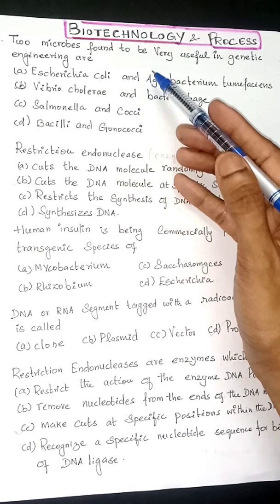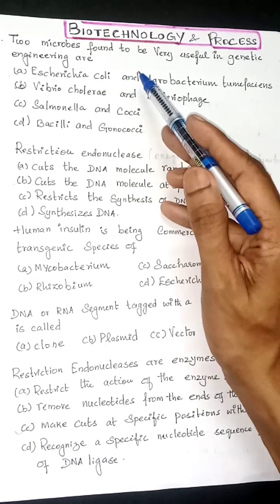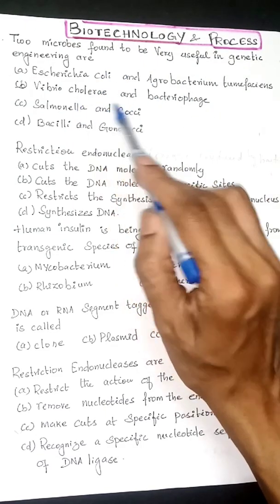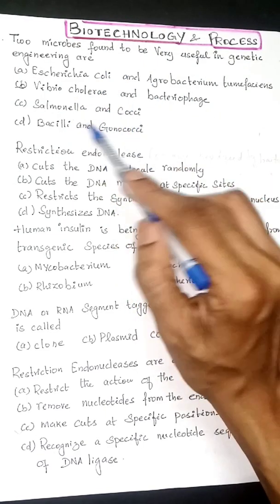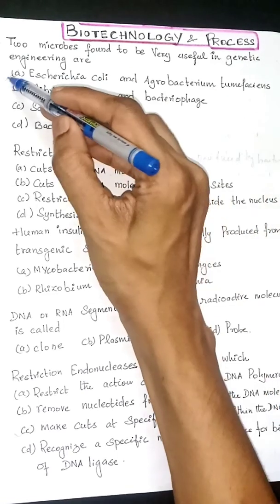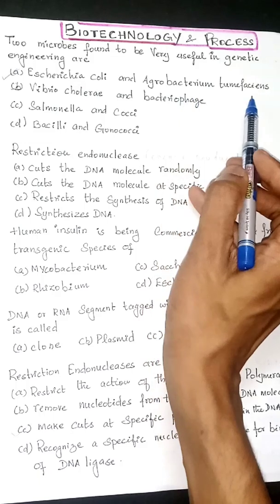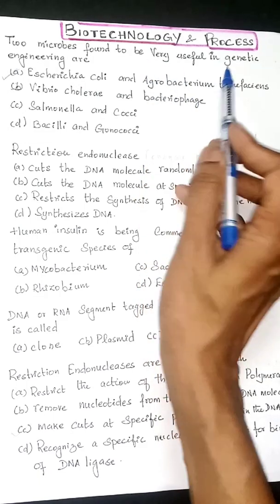Important MCQs in biotechnology and its processes. Two microbes found to be very useful in genetic engineering are: Escherichia coli and Agrobacterium tumefaciens, Vibrio cholerae and bacteriophage, Salmonella and cocci, Bacilli and gonococci. The first choice is correct. Escherichia coli and Agrobacterium tumefaciens are the two microbes used in genetic engineering.